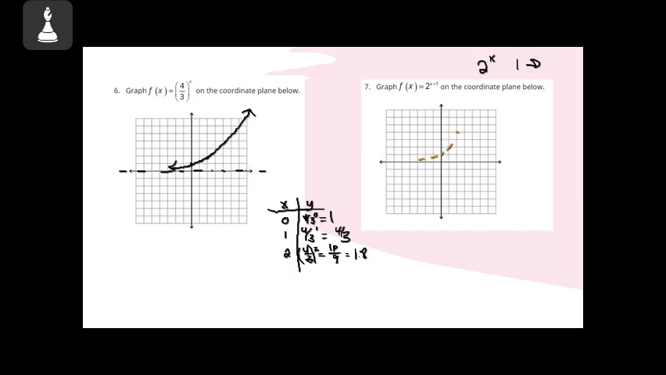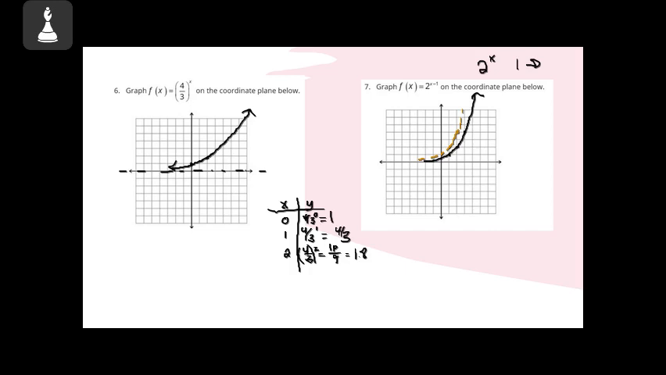Our new graph, everything is shifted 1 to the right. So now I'm going to be here, here, and here. So that's one way to do it. If you know how to graph the original one, we just shift everything to the right one place.